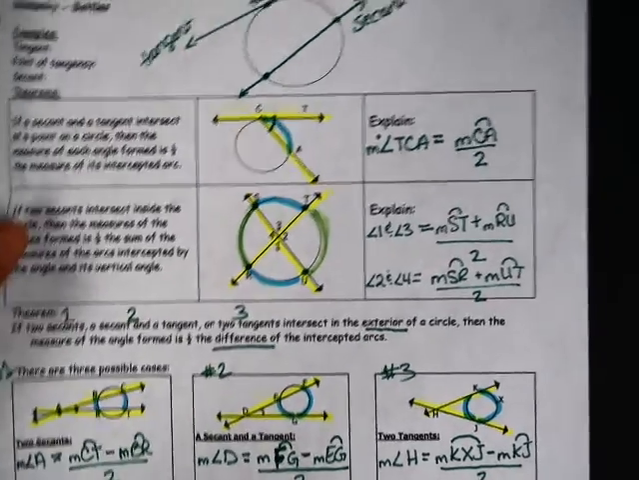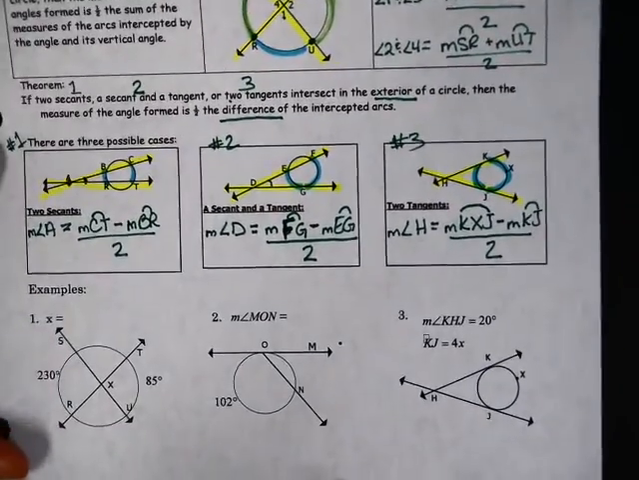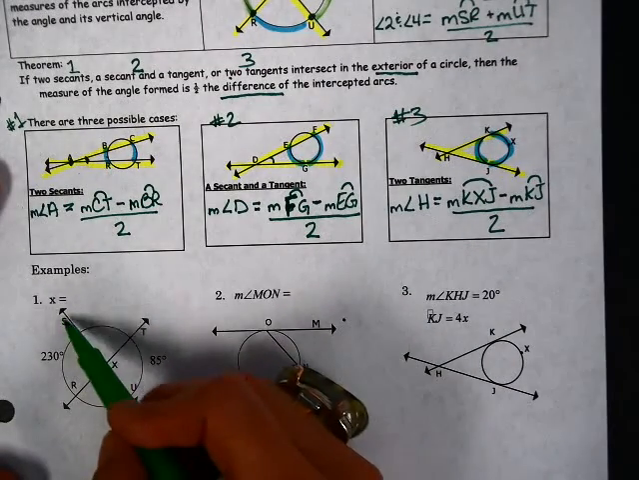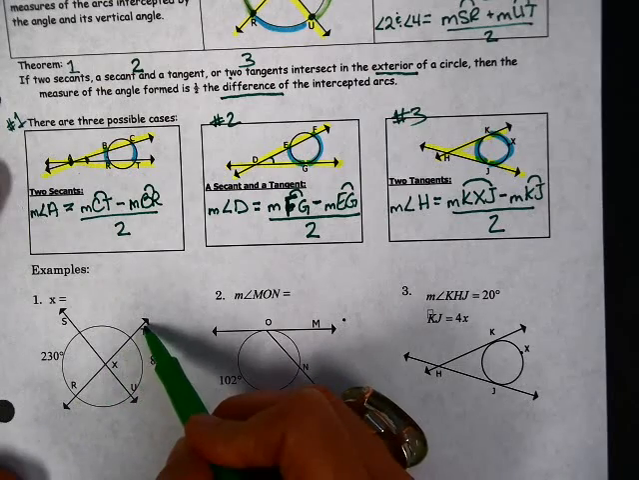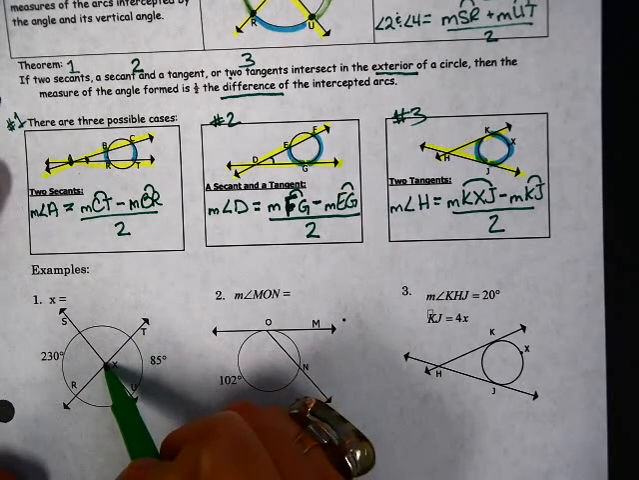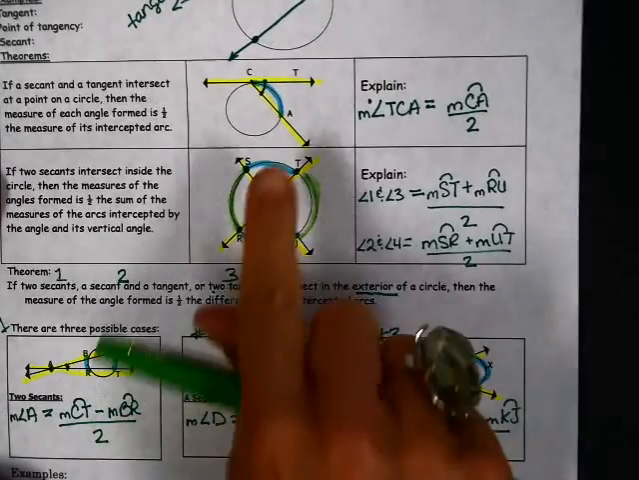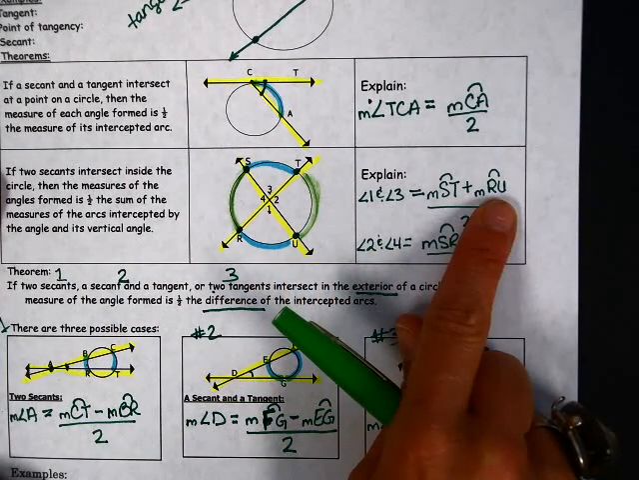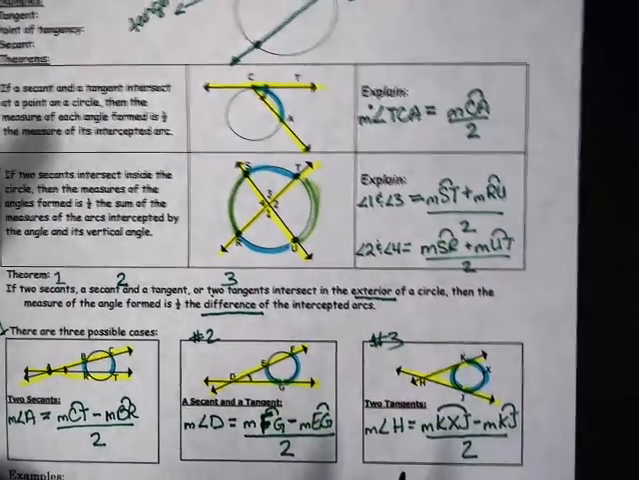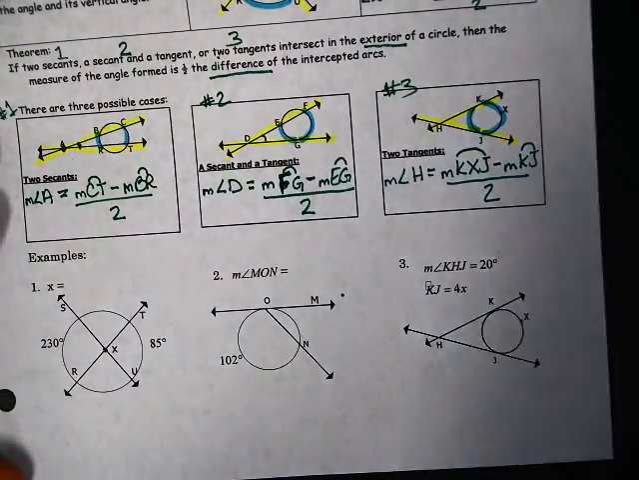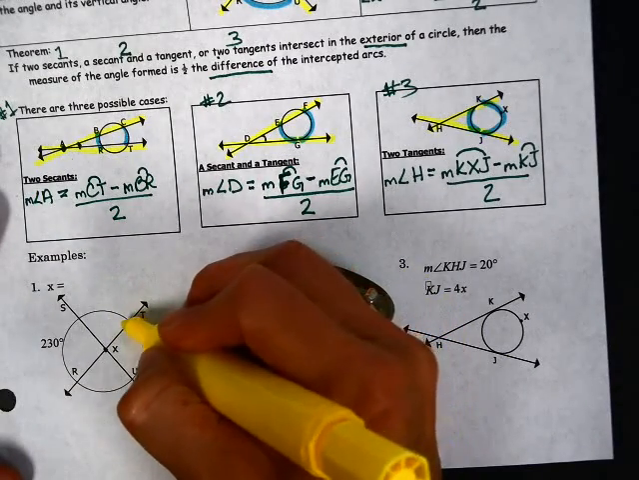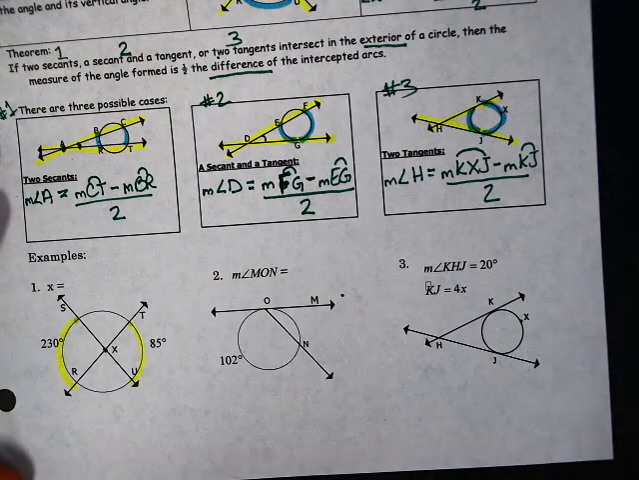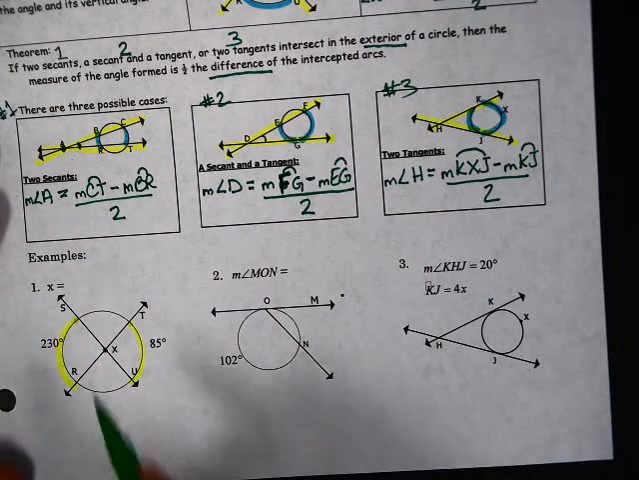All right, so down here at the bottom, we're going to practice these problems to solve for x. Now, if you look, these 2 lines are secants. They intersect inside the circle. So this is the formula that we're going to want to use. We're going to want to add the 2 arcs that are intersected and divide by 2. So in this case, I know arc UT and I know arc RS. So those are the 2 arcs I'm going to add together.